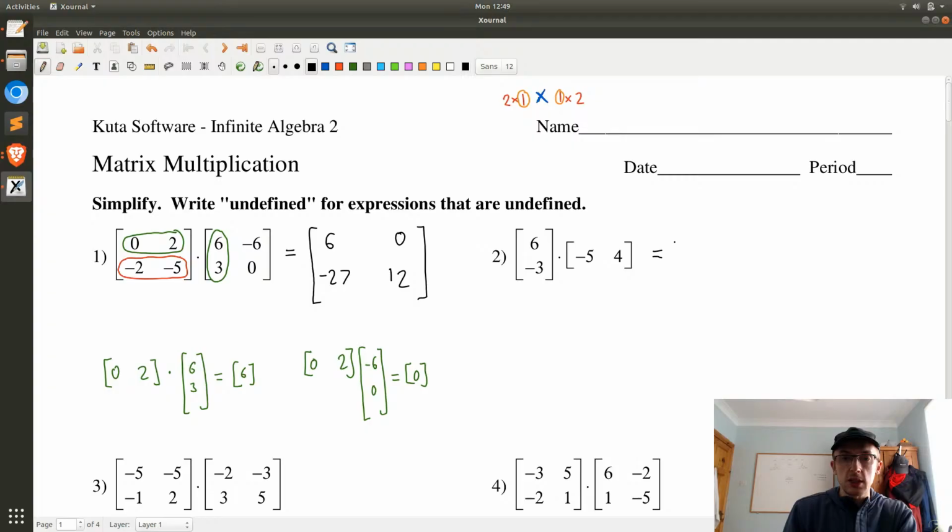Okay, but how do we actually do it? The resulting matrix is going to be 2 by 2. And to get the entries, you're going to do first 6 times -5 to get -30. Then 6 times 4 to get 24. Then -3 times -5 to get 15. Then -3 times 4 to get -12. And there you go.